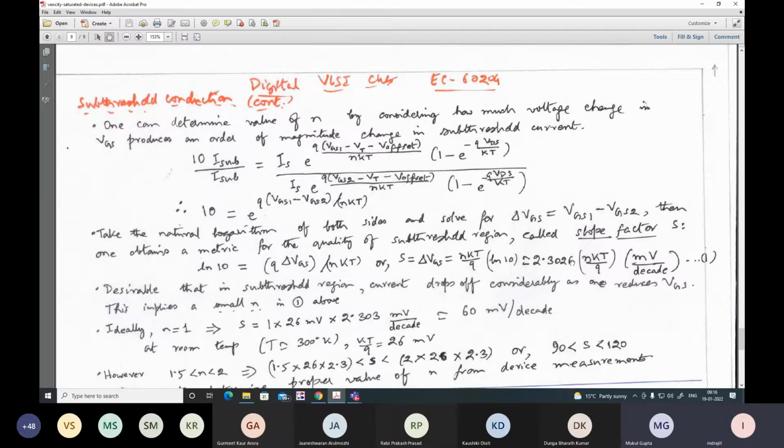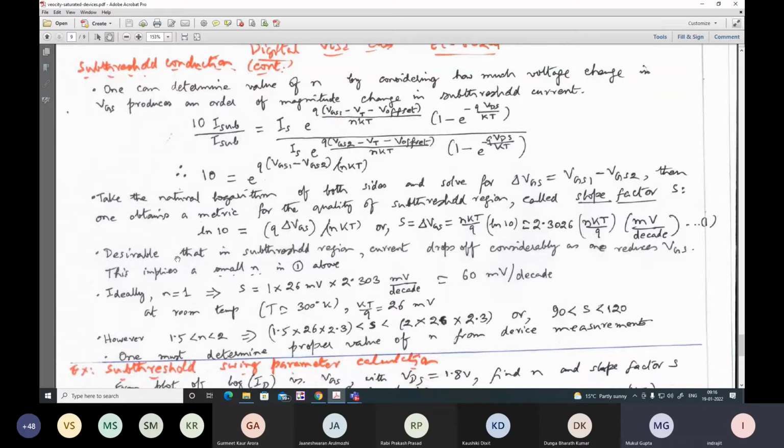It is desirable that in the subthreshold region the current drops off considerably as one reduces VGS. So this implies a small n. And how small? With n equal to 1, the S requirement is 60 millivolt per decade. But normally n is found to be in the range of roughly 1 to 2, say 1.5 to 2.